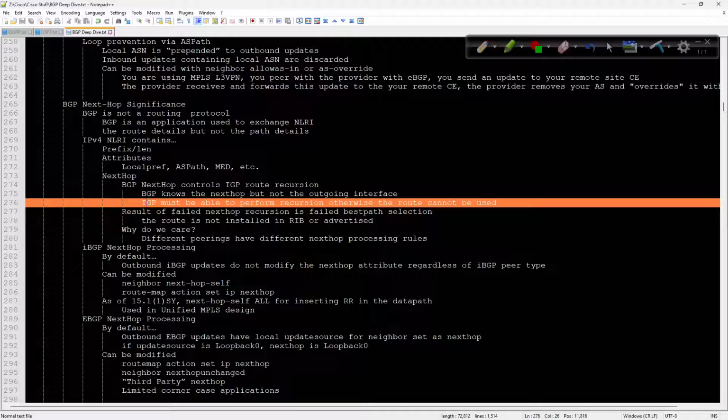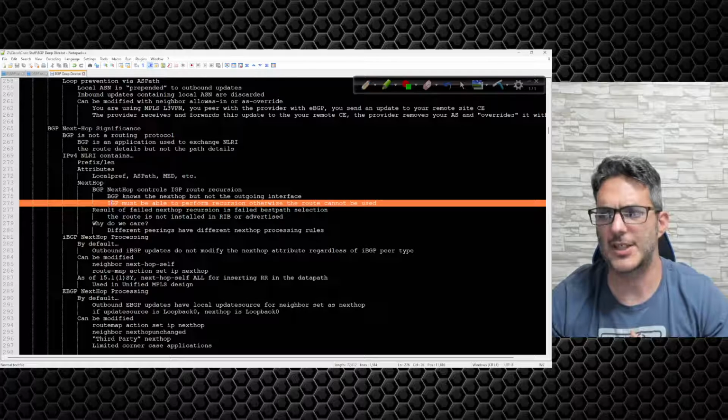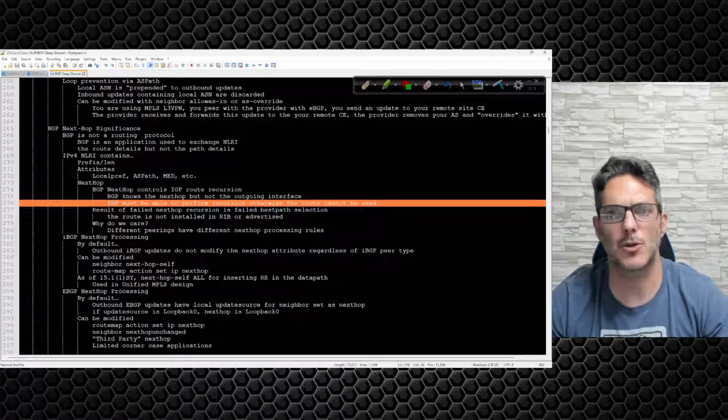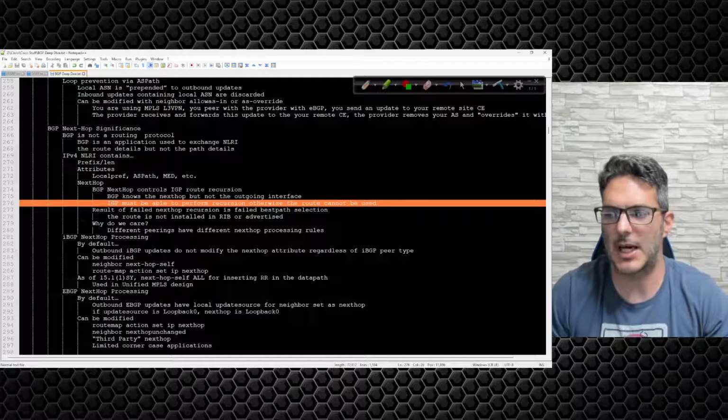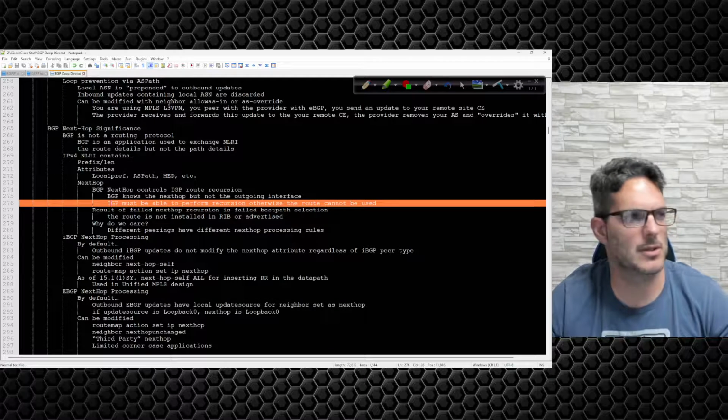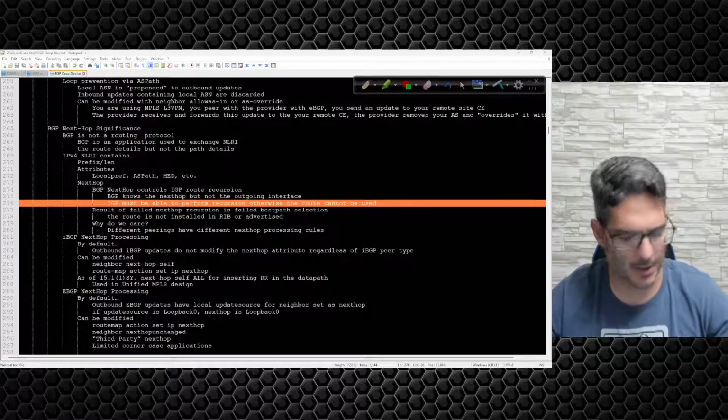So a failed next hop recursion results in failed best path selection. What's actually interesting is that if the next hop is not recursible, you'll get it as, what's the command? Not... unavailable. What is that? I can't remember what the output looks like. Let's see if I can figure this out real quick.